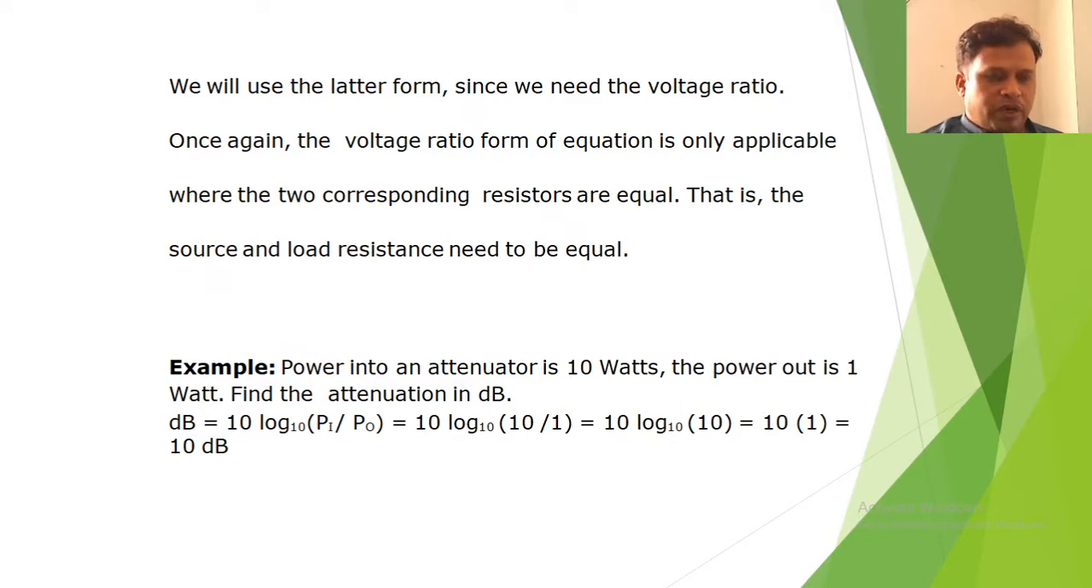Now students, we will do an example. Power into an attenuator is 10 watts. The power out is 1 watt. Find the attenuation in dB. dB is equal to 10 log base 10 of Pi by P0. So the values given here are 10 and here it is 1. So Pi by P0 is equal to 10 by 1, that is 10 log base 10 of 10, which equals 10 into 1. Why? Because log base 10 of 10 is equal to 1. So 10 dB is the attenuation provided for this example problem.